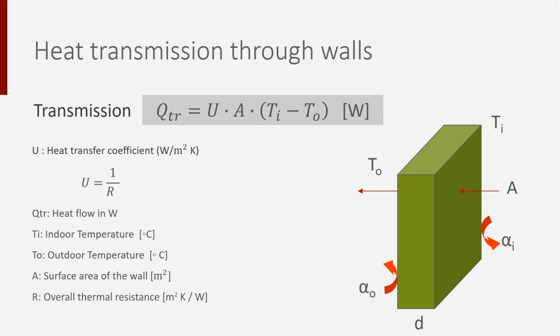The amount of transmission losses through walls, roofs, floors and windows can be estimated quite easily. Let's take a wall as an example. The transmission heat flow through a wall is the product of the heat transfer coefficient, U, multiplied by the surface area of the wall, A, multiplied by the temperature difference between outdoor and indoor. The heat transfer coefficient, the U value, is the reverse of the overall heat resistance, the RC.